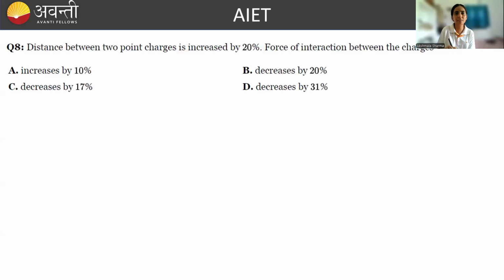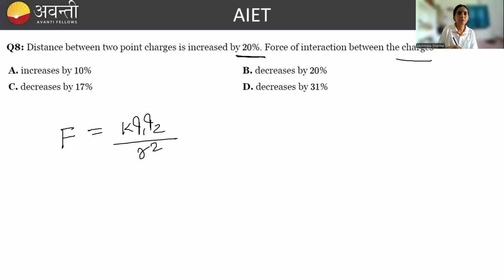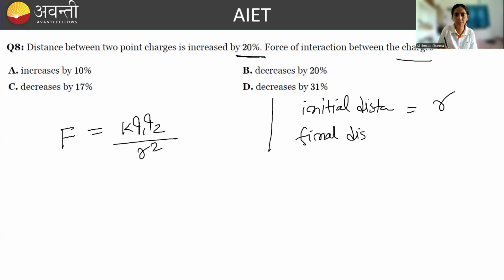The distance between two point charges is increased by 20%. What happens to the force of interaction between the charges? According to Coulomb's law, you write the force as k Q1 Q2 by R squared. The distance between the two point charges is increased by 20%. Let's say the initial distance is R. So what will be the final distance? It is getting increased by 20%.